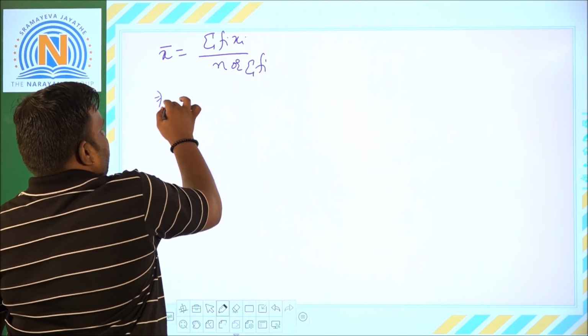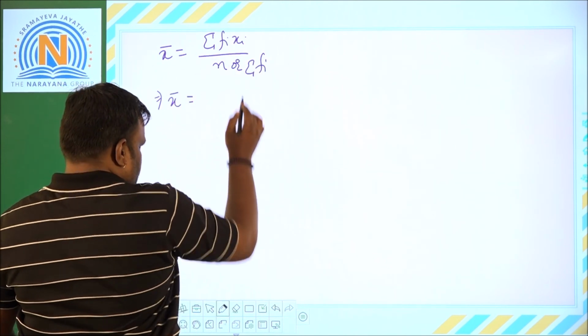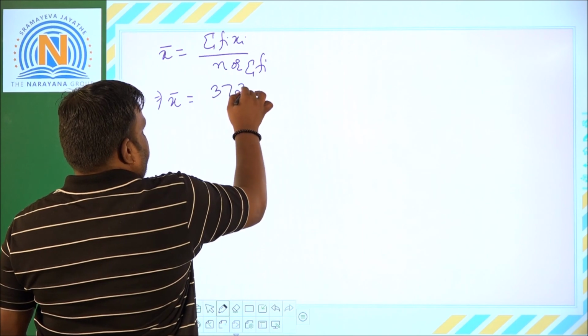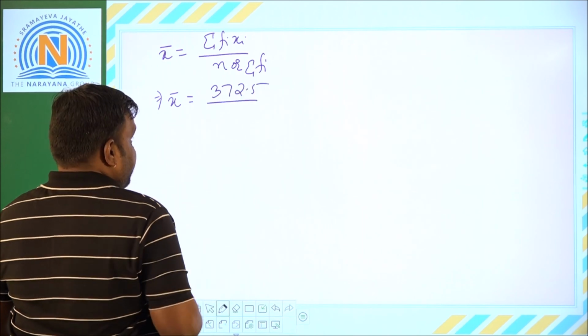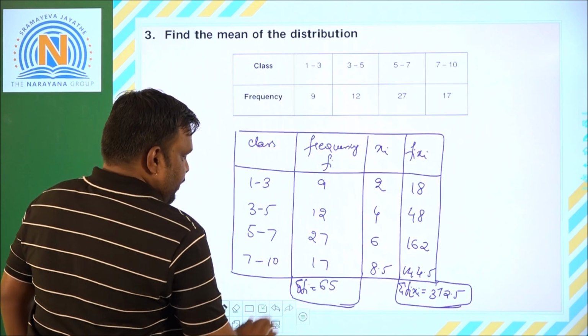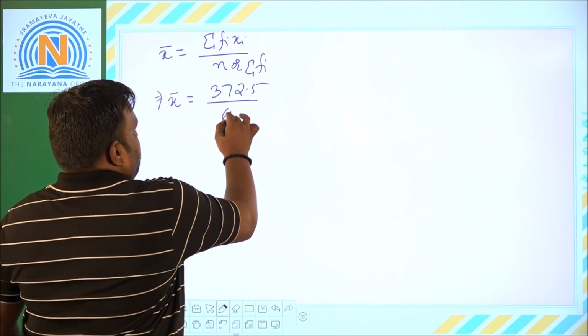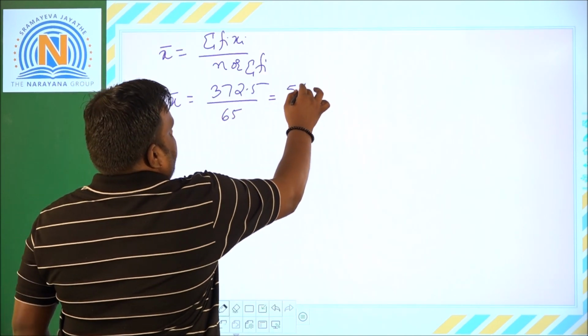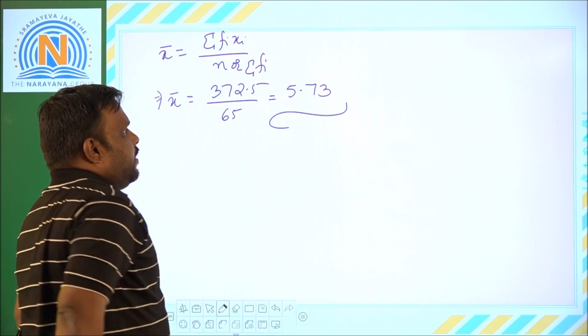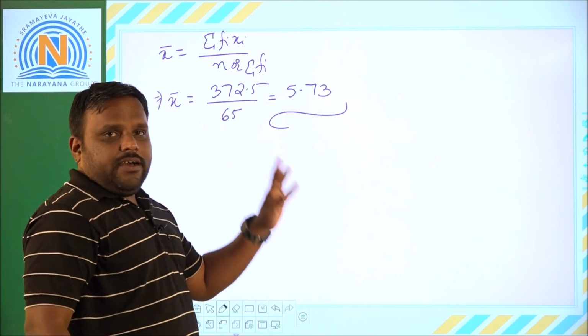So I am substituting the values, that is 372.5 by, and summation, that is the sum of the complete frequency, you got it as 65. 372.5 by 65 will be giving you 5.73 approximate value. So this is the arithmetic mean.